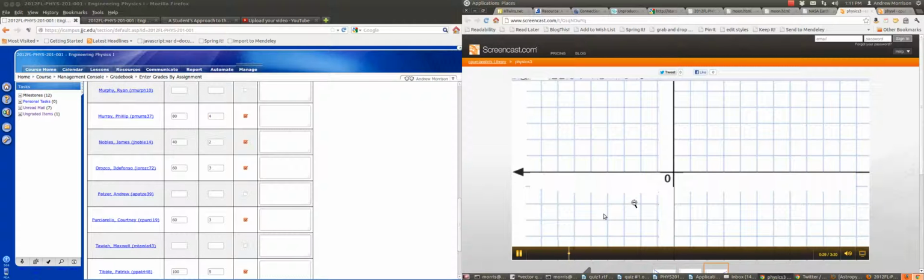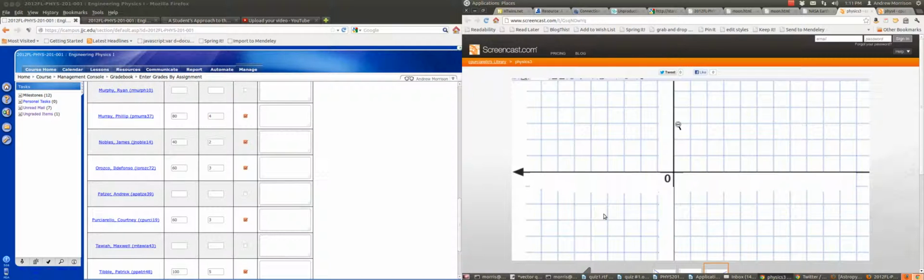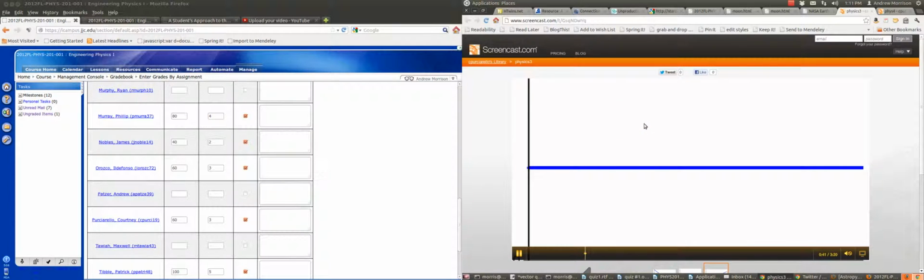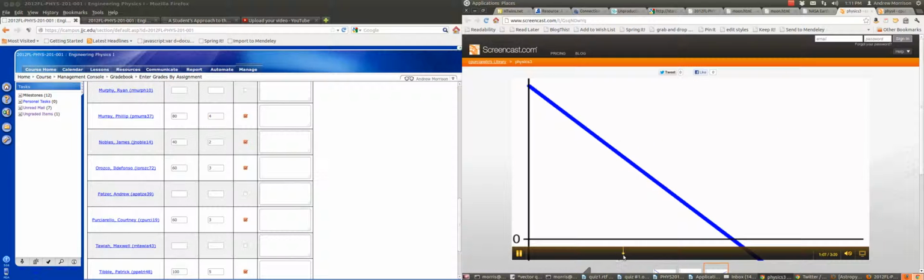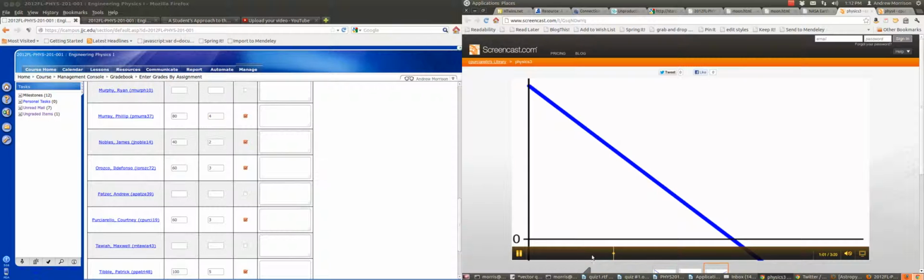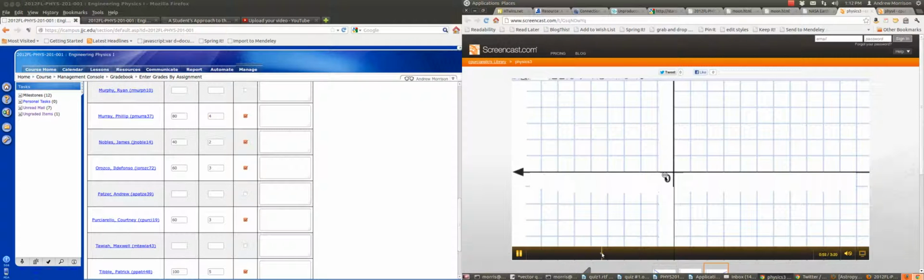Let's see if we can find that. Or wait, no, I take that back. You showed that one starting before. This one, let's see, I want to say that, let's watch this one. Yeah, this one you just had it sitting here right at, or a little bit around 0, but it was actually in the positive position.